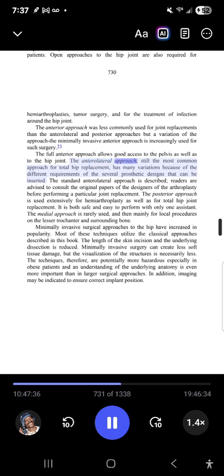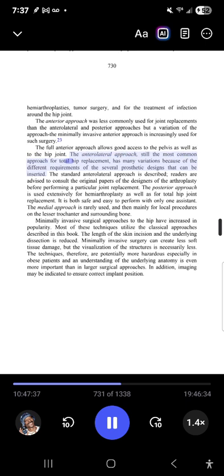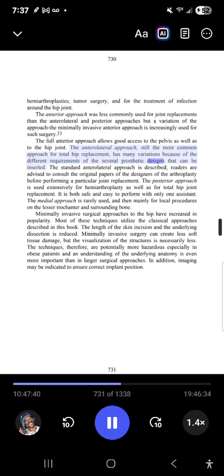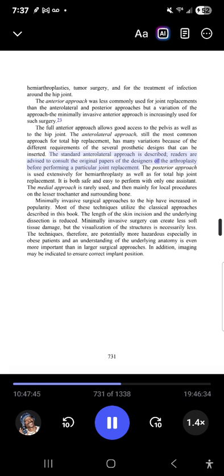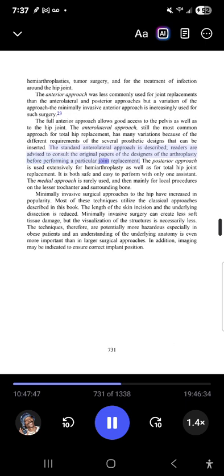The anterolateral approach, still the most common approach for total hip replacement, has many variations because of the different requirements of the several prosthetic designs that can be inserted. The standard anterolateral approach is described. Readers are advised to consult the original papers of the designers of the arthroplasty before performing a particular joint replacement.